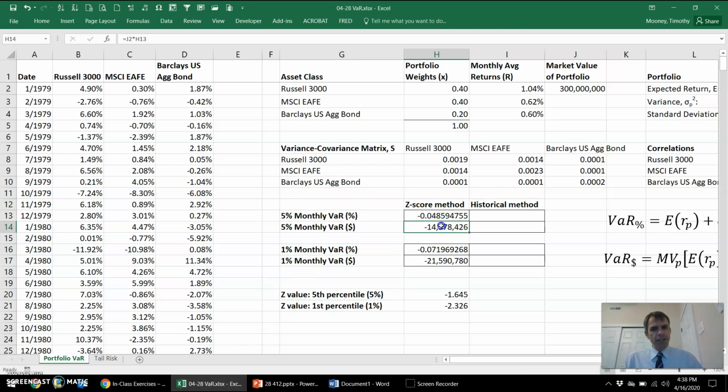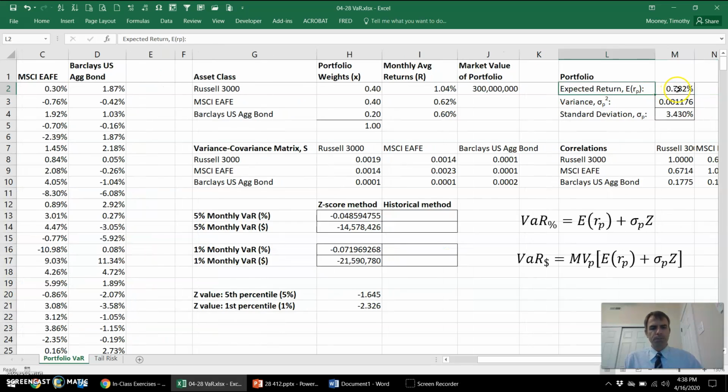Remember, we left off computing the portfolio's value at risk, assuming portfolio returns were normally distributed with a mean of 0.782% per month and a standard deviation of 3.43. That left us with a 5% monthly VaR in dollar terms of 14.6 million, right? So 5% of the time, this portfolio is going to lose at least $14.6 million in a given month during those bad months that occur 5% of the time. So that assumes that portfolio returns are normally distributed. In real life, they're not.